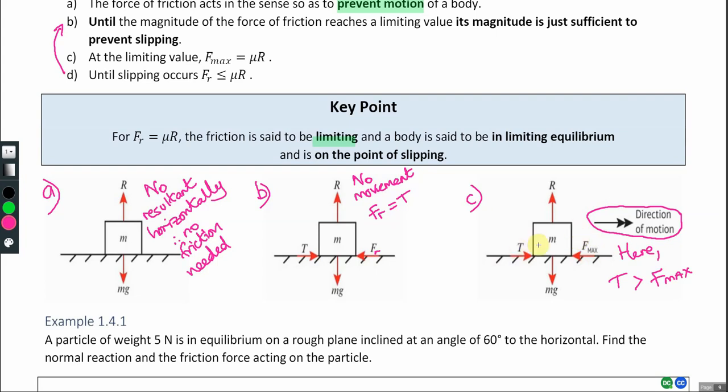So if we have a pushing force like we have T in part C, and it is stronger than friction's maximum value, then the object will move. In fact, it won't only move, it will accelerate. There will be a resultant force, and as per Newton's second law, resultant force equals mass times acceleration. So that's an introduction to section 1.4. In the next video, we're going to move on to example 1.4.1.